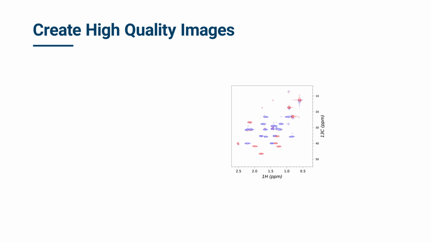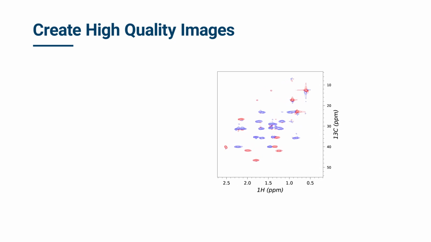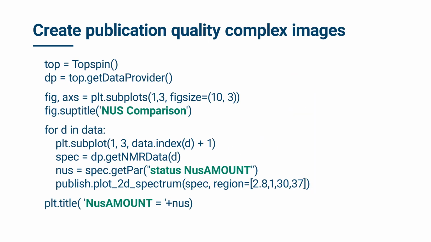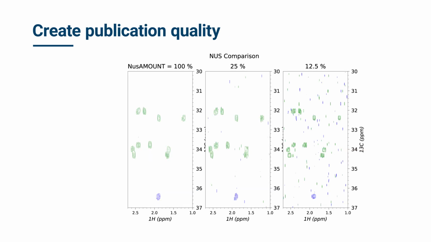The new TopSpin Python API offers additional possibilities. An image like the one shown here can be created by using a predefined script. With just a little bit of manipulation, you can create detailed publication quality graphics and adjust their style to fit your needs. For example, this detailed graphic here only took 10 lines of script.